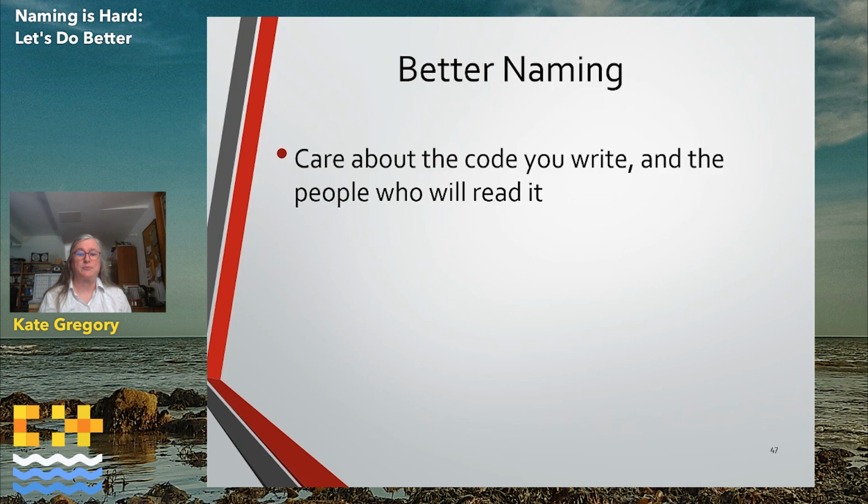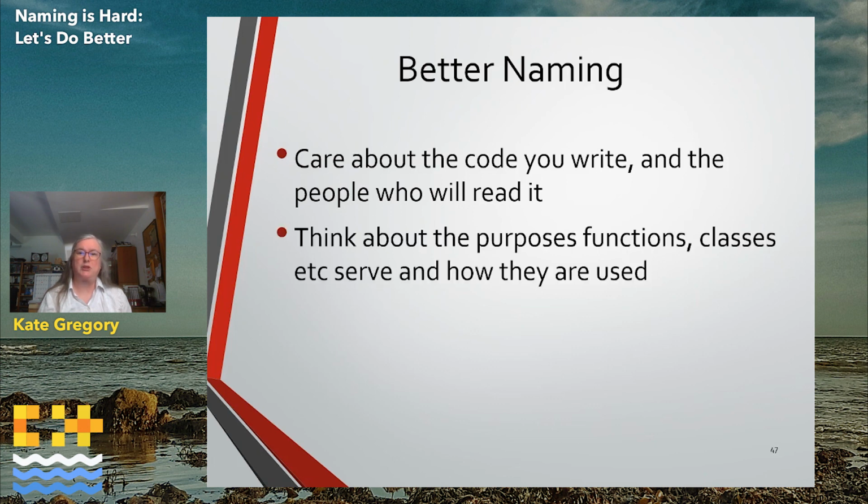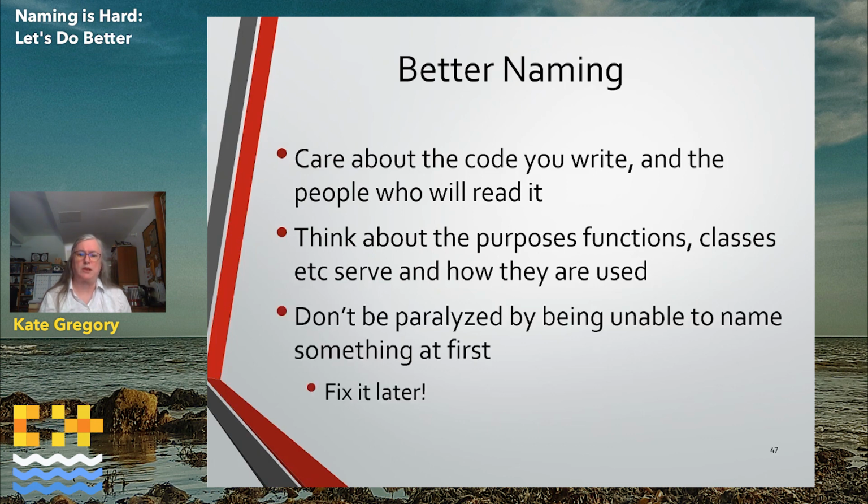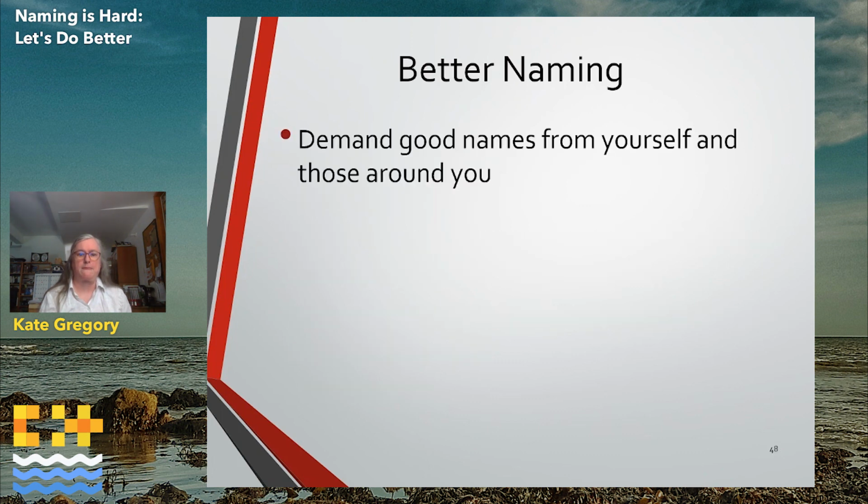Here's what it boils down to. I need you to care about the code you write, the people who are going to read it, the people who are going to run it. I need you to think about the purpose of this function, of this class, of this variable, and who uses them and for what. Don't be paralyzed if you can't give something a name right away, but you must fix it later. If you're committed to names being good, you'll fix it later.